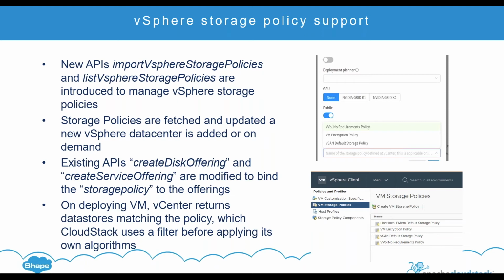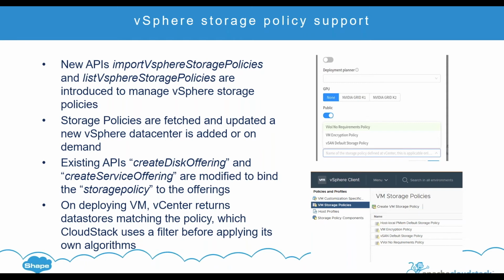So we fetch them whenever we add a vSphere zone, but also whenever there's an explicit API to fetch those, because obviously over time they may change. So we have to go and get what they are to have an updated list. But otherwise, the create disk offering works exactly the same. You basically just have an extra option to say which storage policy, if any, you're going to bind as part of this offering.